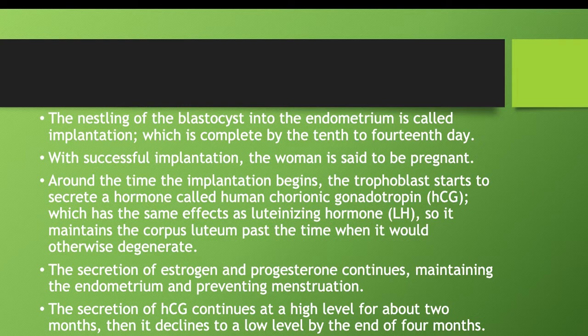So the nestling of the blastocyst into the endometrium is called implantation. So that's when it's implanted in the wall, and that happens within 5 to 7 days from fertilization.